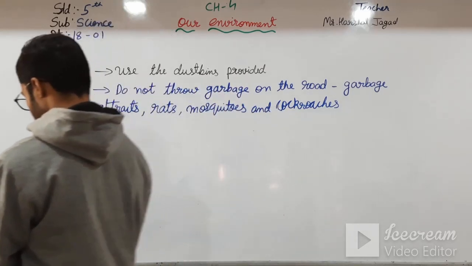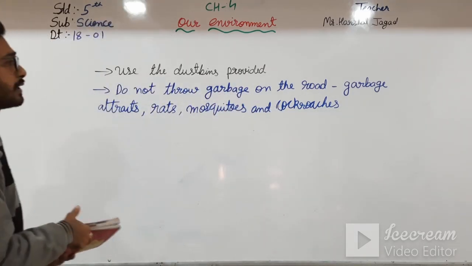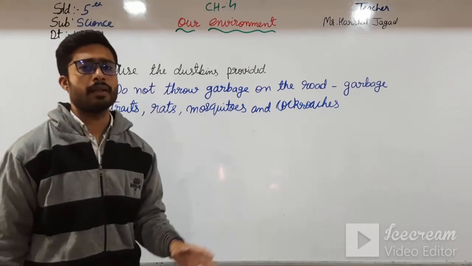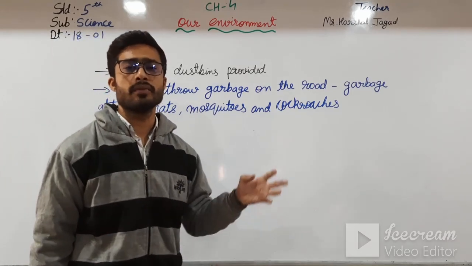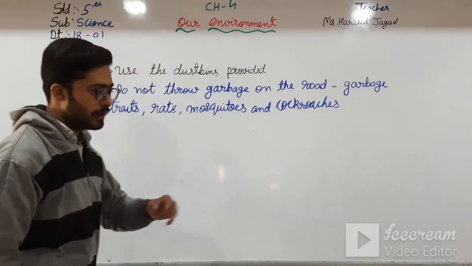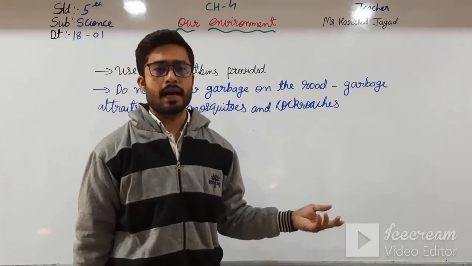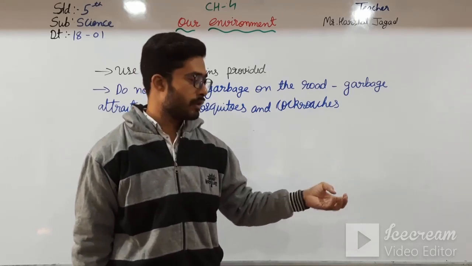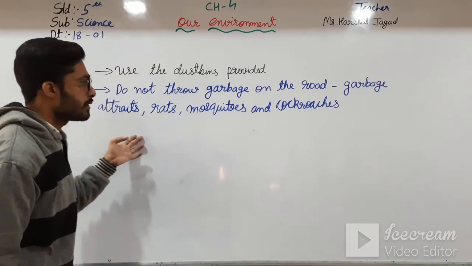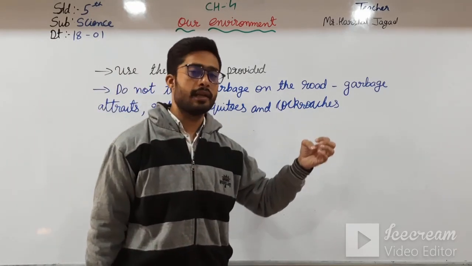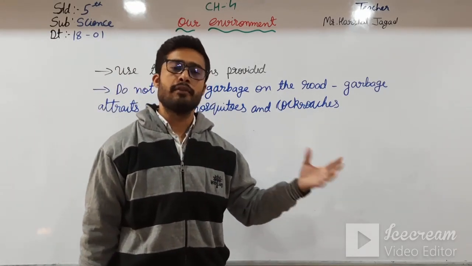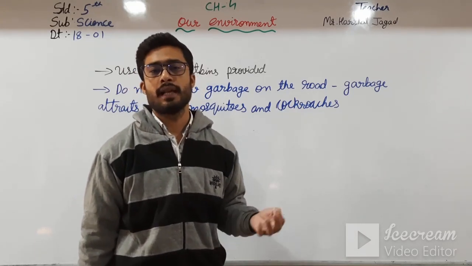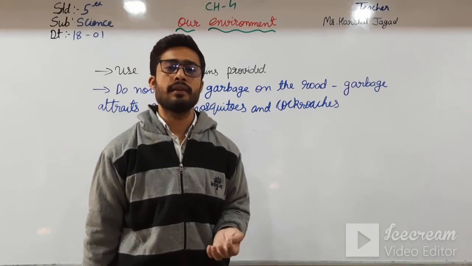Okay, they just attract this thing. If we just throw the garbage on the road, then it attracts pests, and it harms only us. Why? Because if we throw the garbage in one area of the society, what will happen? There will be mosquitoes, rats, and cockroaches. Then they will come there, and from there they will come to our home also. Okay, students, and if they bite us, it can cause diseases.